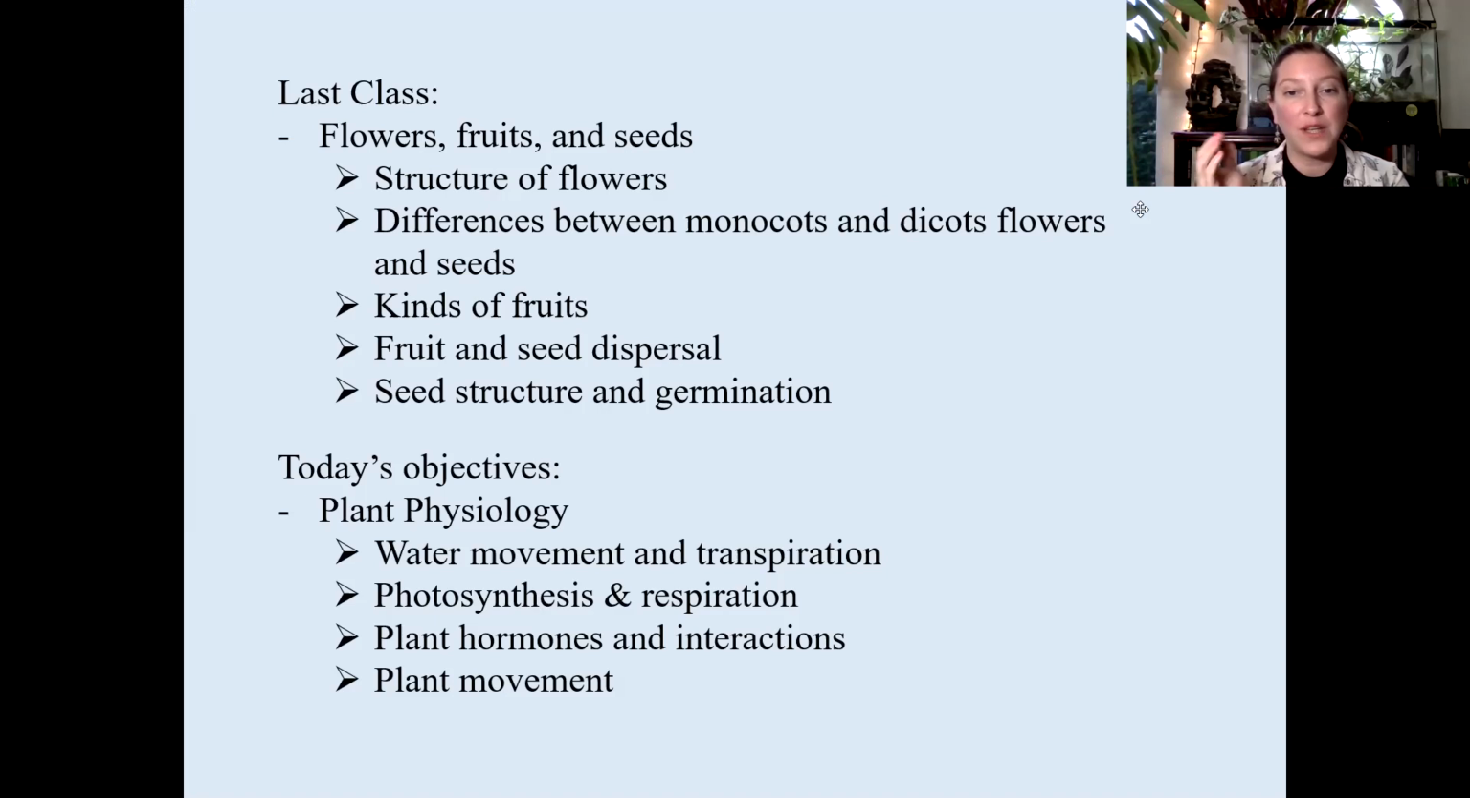We're going to talk about water movement and transpiration, photosynthesis and respiration, plant hormones and their interactions, and then lastly, plant movement. It is a little bit more sciencey, but the good news is that some of this stuff we've already covered briefly. In particular, water movement and transpiration, we've covered a decent amount. And we've also talked a little bit about photosynthesis. So some, not all, of this will be brand new today.